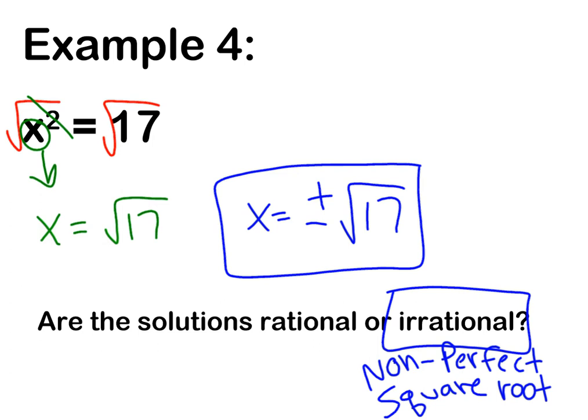There we have it. X equals positive and negative square root of 17. It is considered irrational because it is a non-perfect square root.